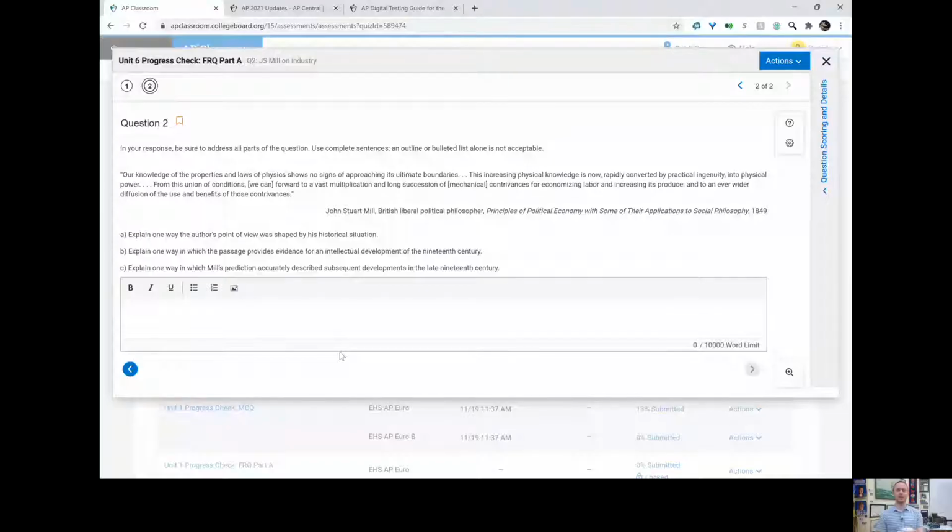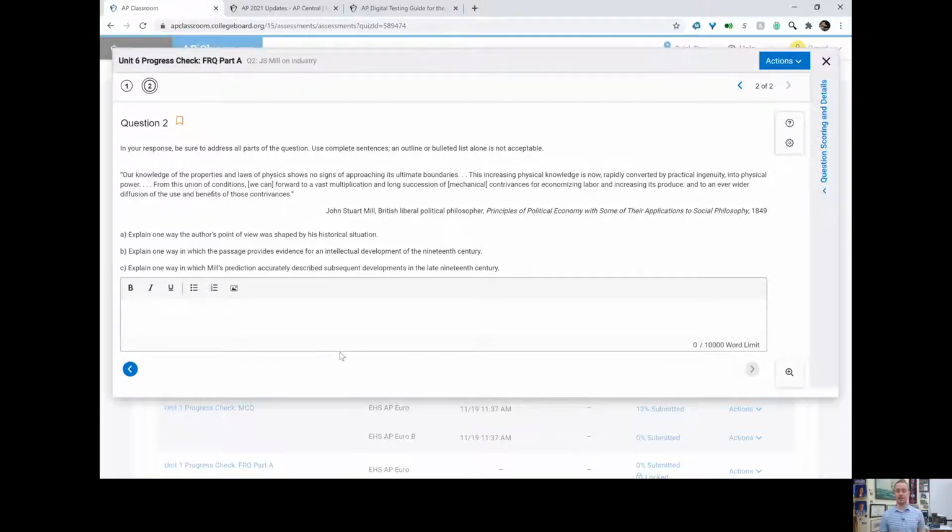Let's do a screen share. I'm going to do a prompt from AP Euro. Same skills apply for AP World and APUSH, so, you know, don't tune out, okay? So this prompt is from John Stuart Mill, British political philosopher, guy who talked a lot about utilitarianism, interesting philosophy, Star Trek loved it, fun fact there. But let's look at this prompt type that I'm gonna talk to you about.